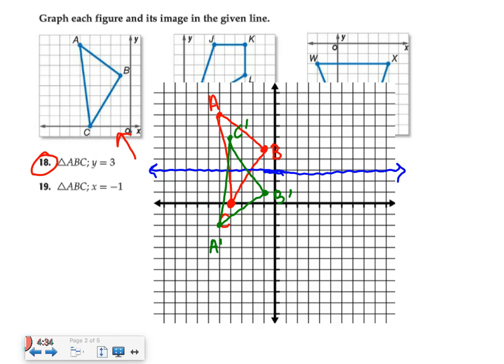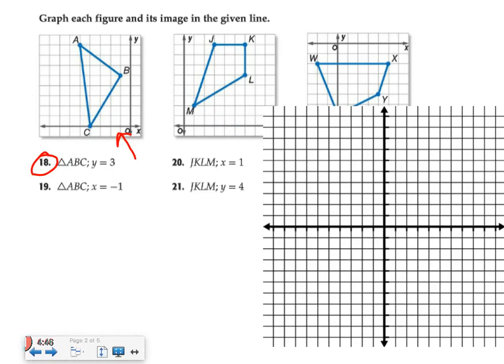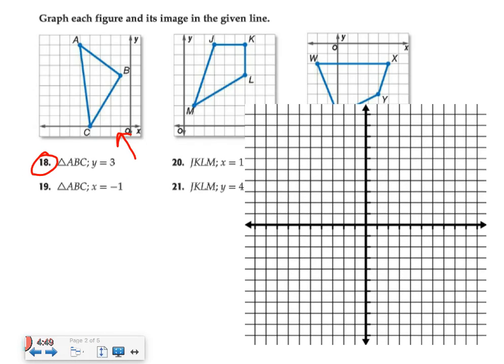I'm going to erase this, so if you need to copy this down, pause the video. Let's see, what does 20 say? 20 says KJLM over x equals 1. So I'm going to plot JKLM real quick. Here's M. 1, 2, 3, 1, 2, 3, 4, 5, 6, 7, 8. 8, 1, 2, 3, 4, 5, 6, 7. There's J. 3 over gets me to K. 3 down gives me L.